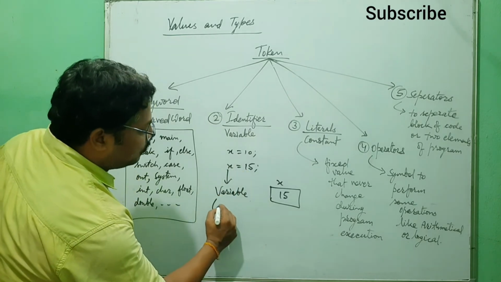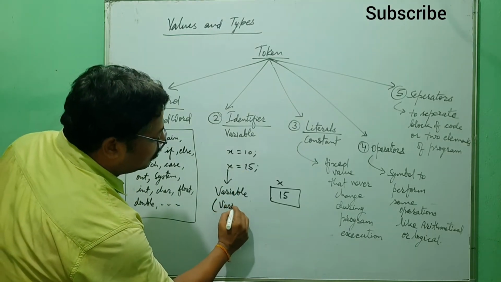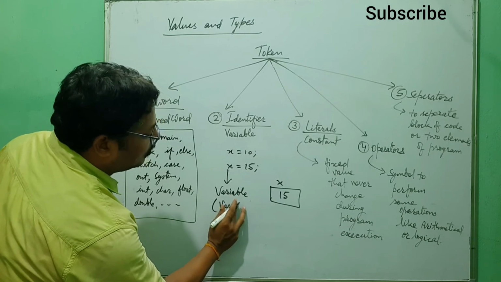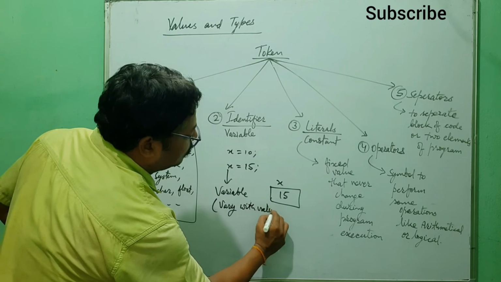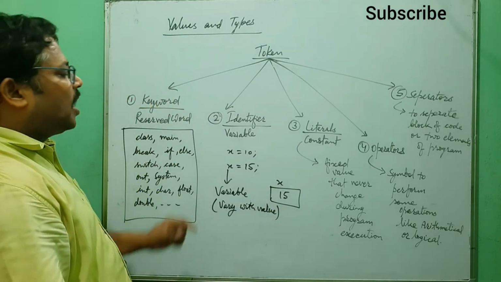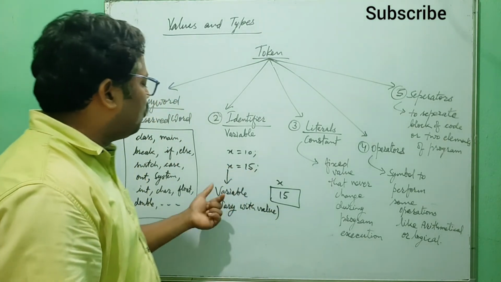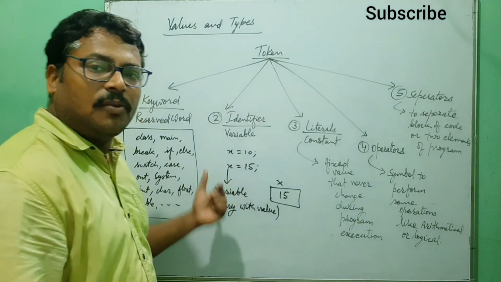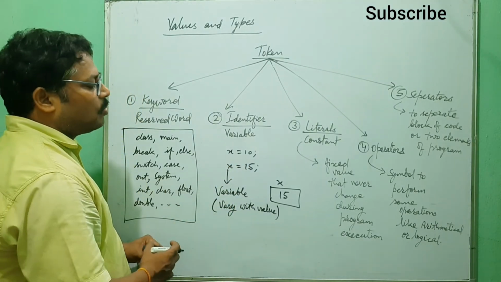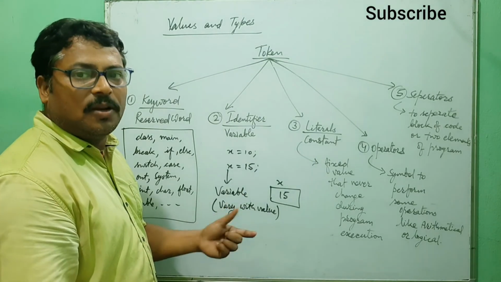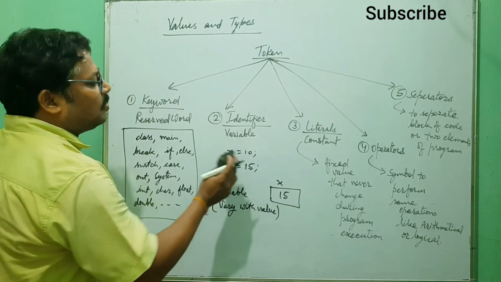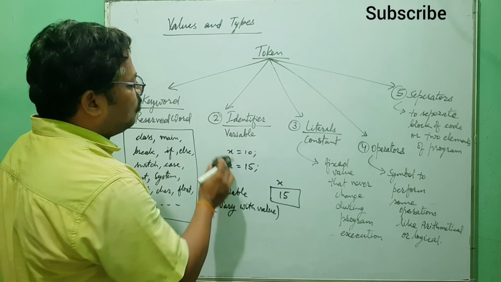That means vary with value. So that value can vary. It can hold a value, and that value can vary, so we can use a variable, okay? And 15 is the fixed value. 15 means 1 and 5, a fixed value. 10 means 10. So a variable can hold a value.